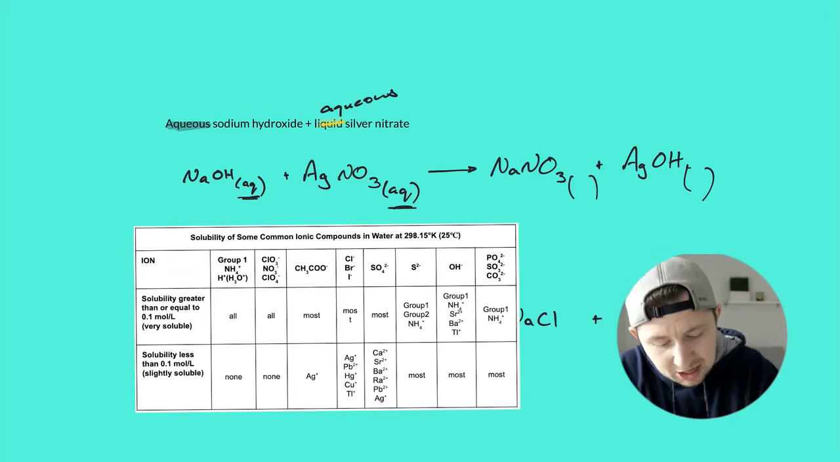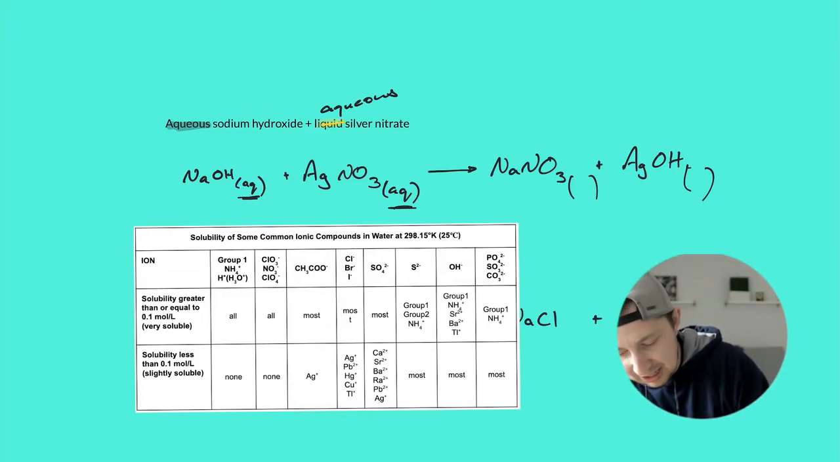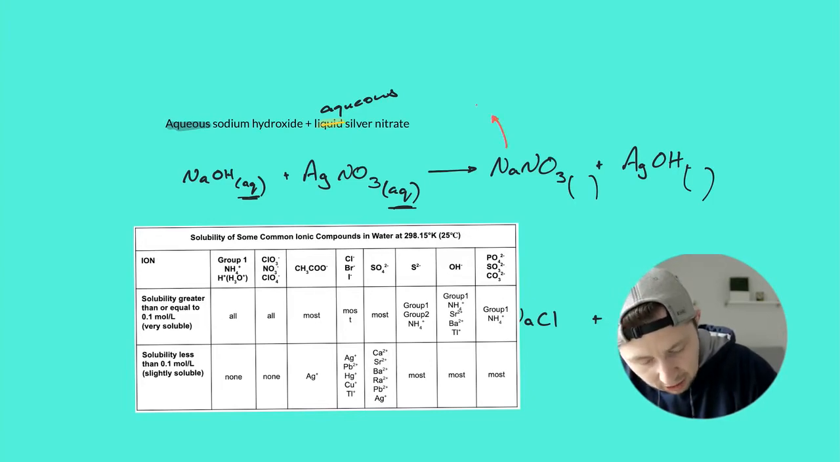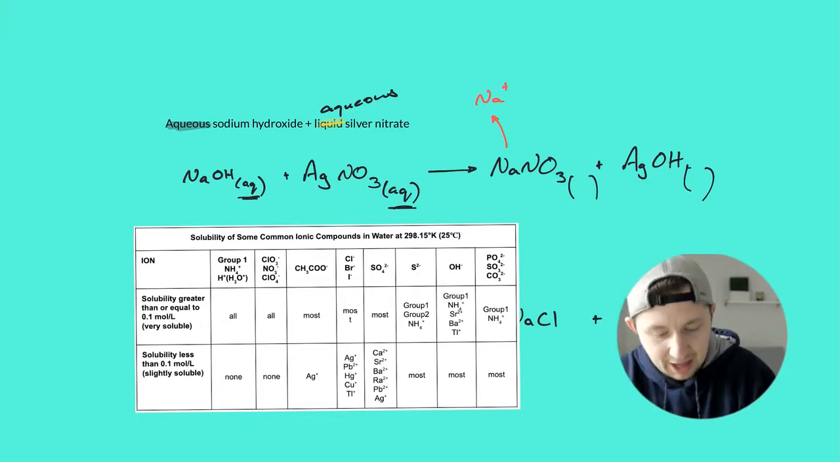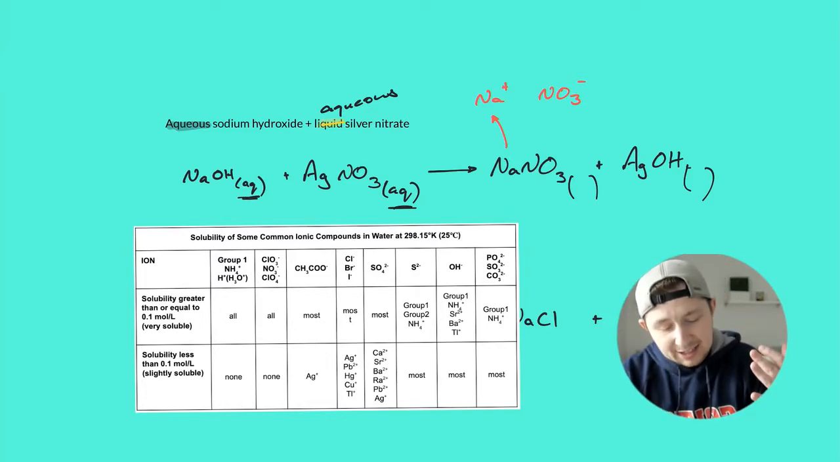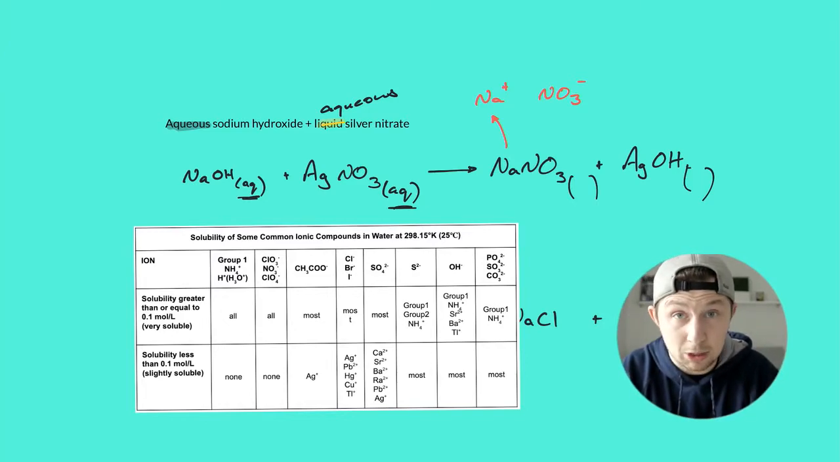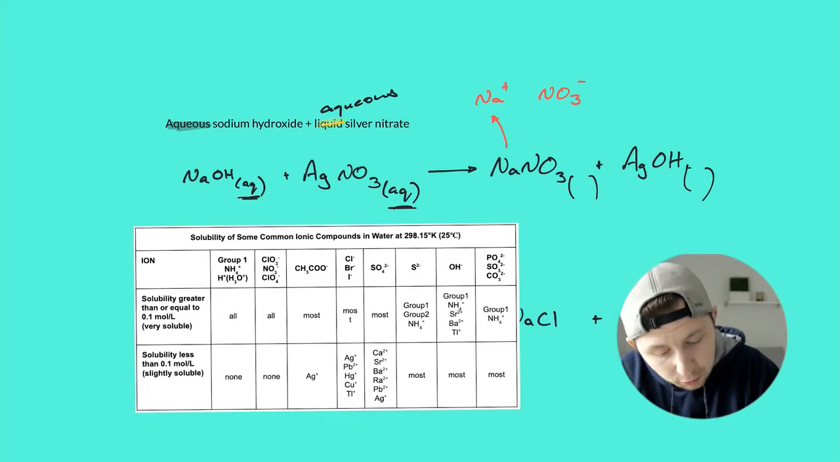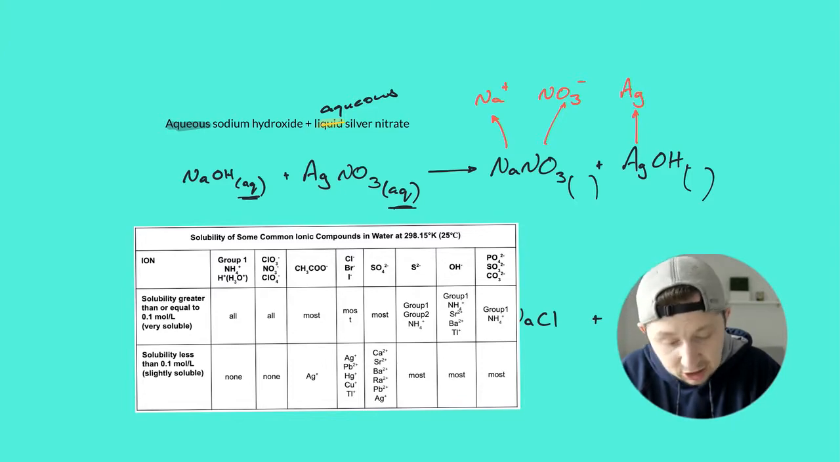What we need to do is look at what makes up each one of these things. So making up this one, we've got sodium. Let's do this in red here. We've got sodium. Okay, we know that that is a +1 charge. We've got nitrate, NO3 minus. Okay, that is a -1 charge. Now our silver hydroxide, we've got silver. Okay, silver is a +1 charge.